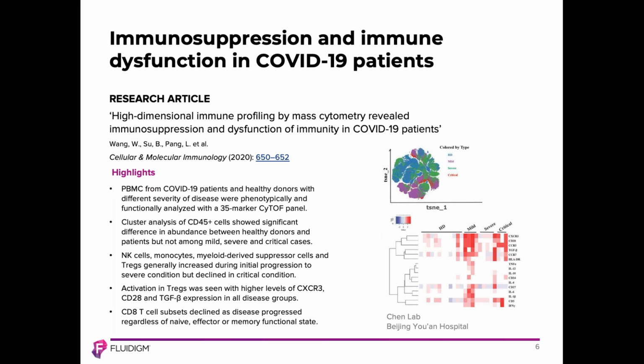In another recent COVID-19 study, Wang et al. used mass cytometry for high-dimensional immune profiling of PBMC isolated from patients with different COVID-19 disease severity. Using a 35-marker mass cytometry panel, the researchers were able to generate a cluster analysis of CD45 positive single cells, which demonstrated significant differences in healthy donors versus mild, severe, and critical COVID-19 cases. Clusters corresponding to the NK cell population, monocytes, myeloid-derived suppressor cells, and regulatory T cells were generally increased as disease progressed to severe state, but declined in critical disease. Additionally, the regulatory T cells were found to have higher CXCR3, CD28, and TGF-beta expression. Lastly, there was a considerable reduction in all CD8 T cell subsets in all disease groups, corresponding with other reports of lymphopenia in COVID-19.